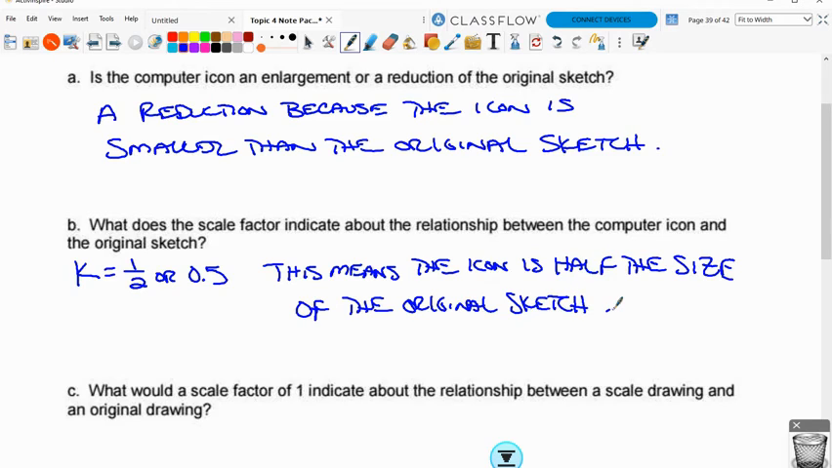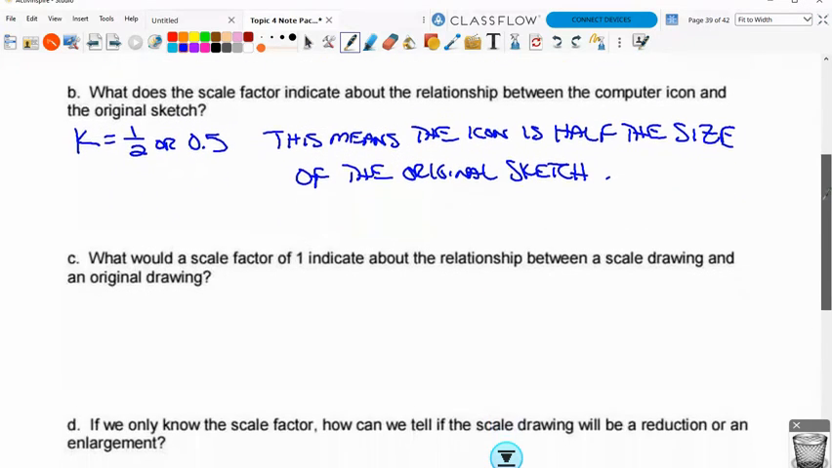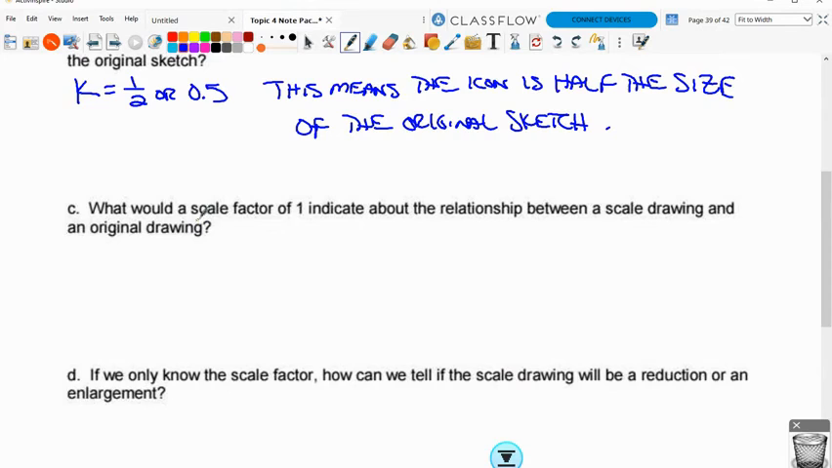Okay, so we had a scale factor of 2 for the sticker. That meant the sticker was twice the size. We have a scale factor of 1/2 for the icon. That means the icon is half the size of the original sketch. What if the scale factor is 1? What would that indicate about the relationship between the scale drawing and the original drawing?